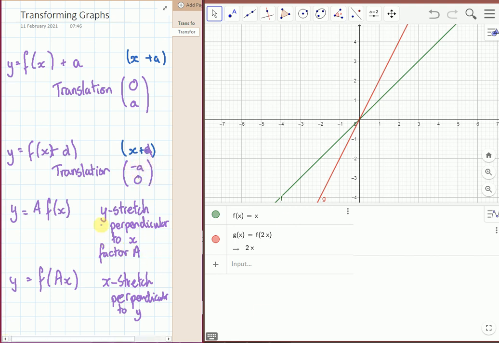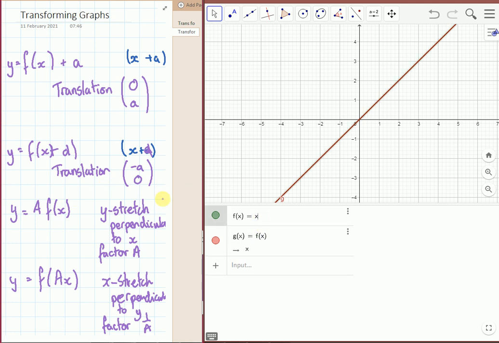And this time, what's happened in the x direction is we've halved the values, or 1 over a. Everything's got squished closer to the y-axis. Okay, so that's what can happen with those. Let's change the function and check to see if that's the same thing that happens with a quadratic.